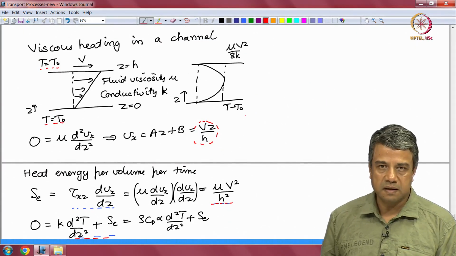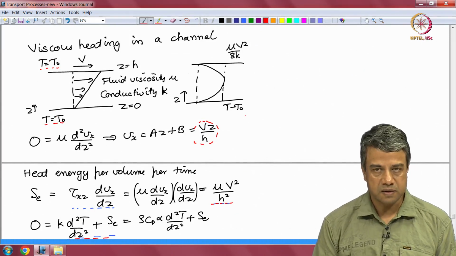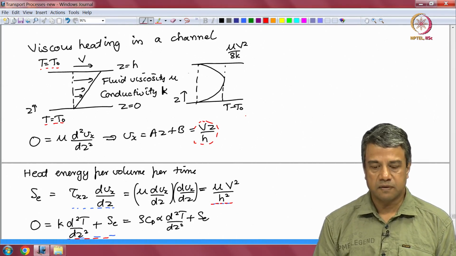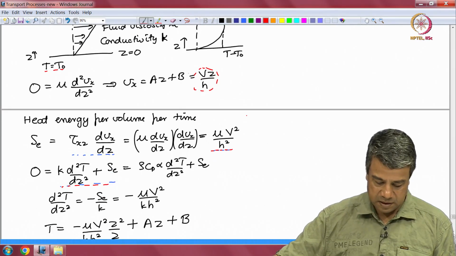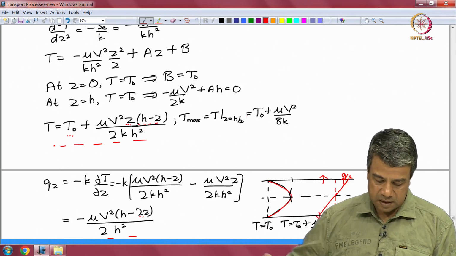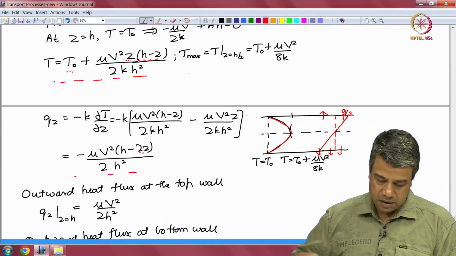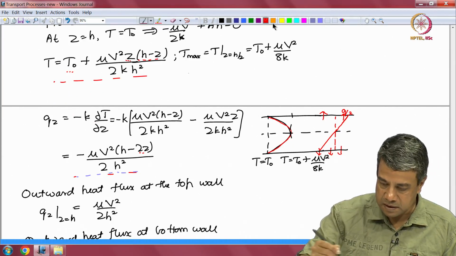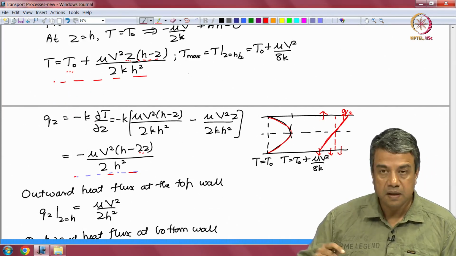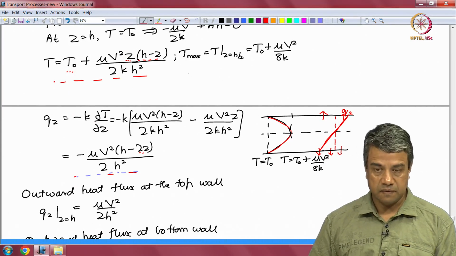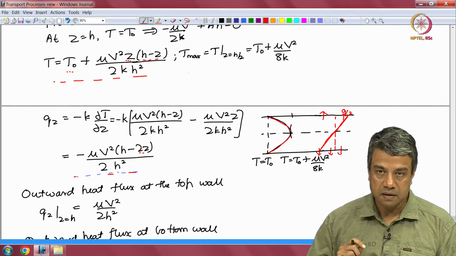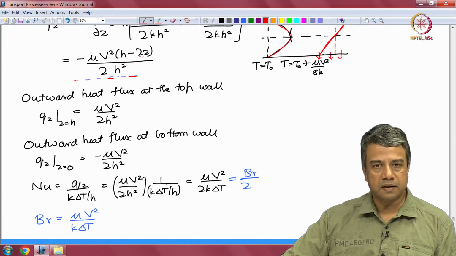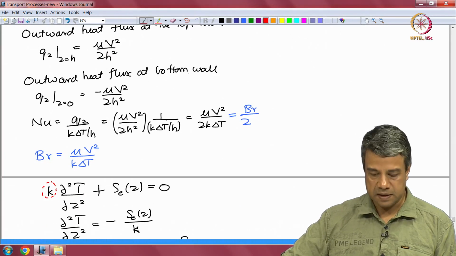Viscous heating in a channel: if the velocity profile is linear, the source is a constant, therefore, the flux is a linear function of position. You recall that we had got this Qz here as a linear function of position, varying linearly with position. The field variable is one integral of the flux and therefore, it is quadratic if the diffusivity is a constant. And from that we got the relation between the Nusselt number and the Brinkmann number for this case.